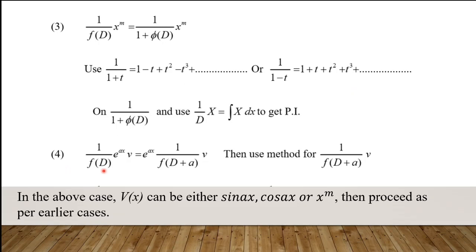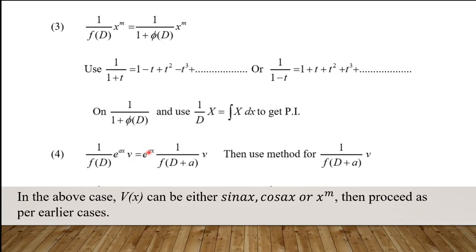What is case number 4? 1 upon f of d to be operated on e to the power ax into v. Take out e to the power ax outside, replace d by d plus a and then operate it on v. What I have done, this is in the product form. For the first time we have come across a term which contains the product of two functions. What are those functions? One term is exponential, the other term is any function of x.